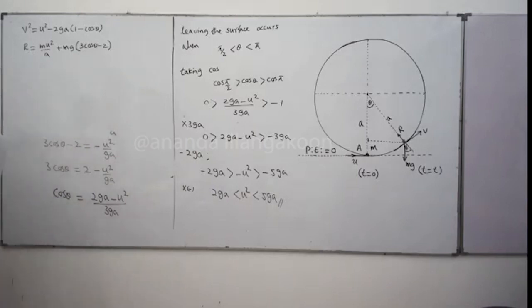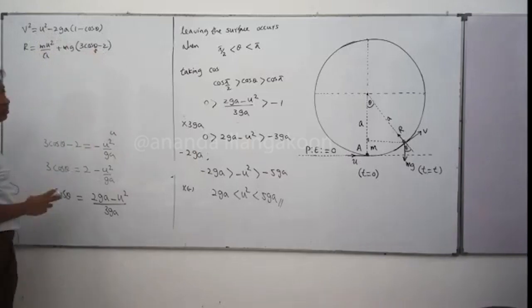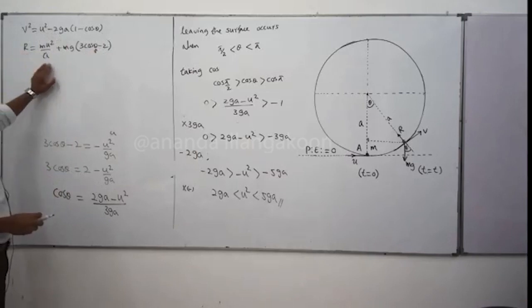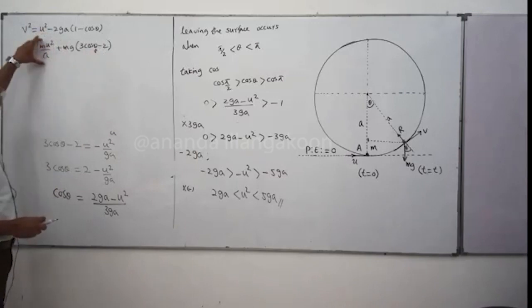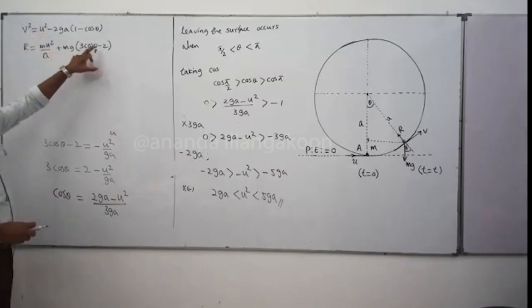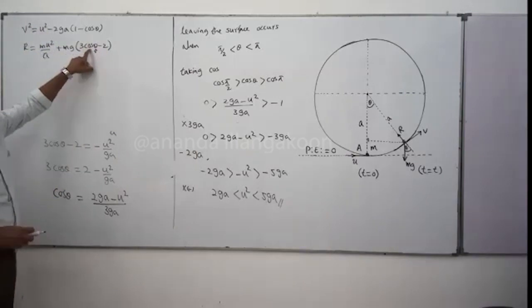Now this is our R. For this R to be minimum, we can understand that m u squared upon a is a constant. Only theta is the variable on the right hand side. Then for this R to be minimum, this right hand side should be minimum. M u squared upon a is a constant, m g is also a constant, 3 and 2 are constant. So in order to minimize the right hand side, cos theta should be minimum.